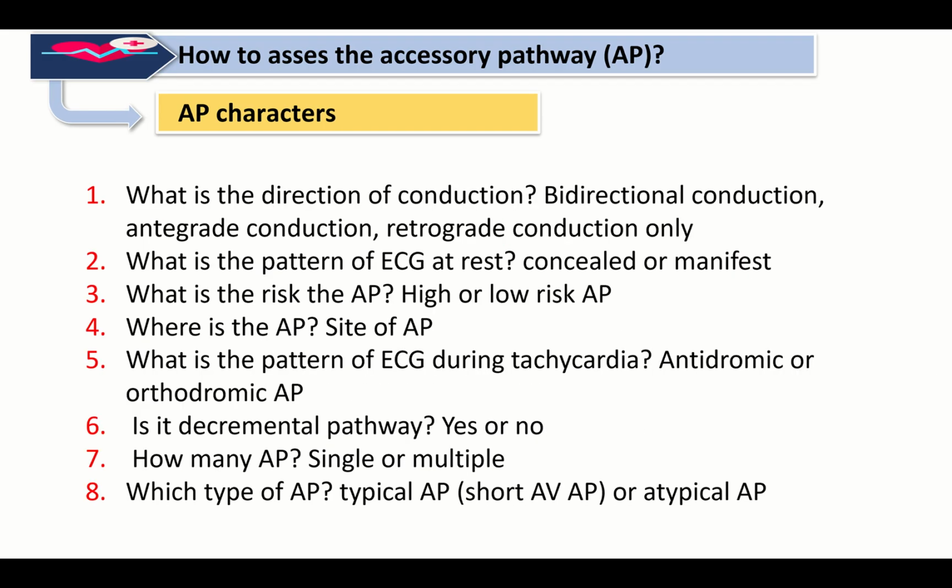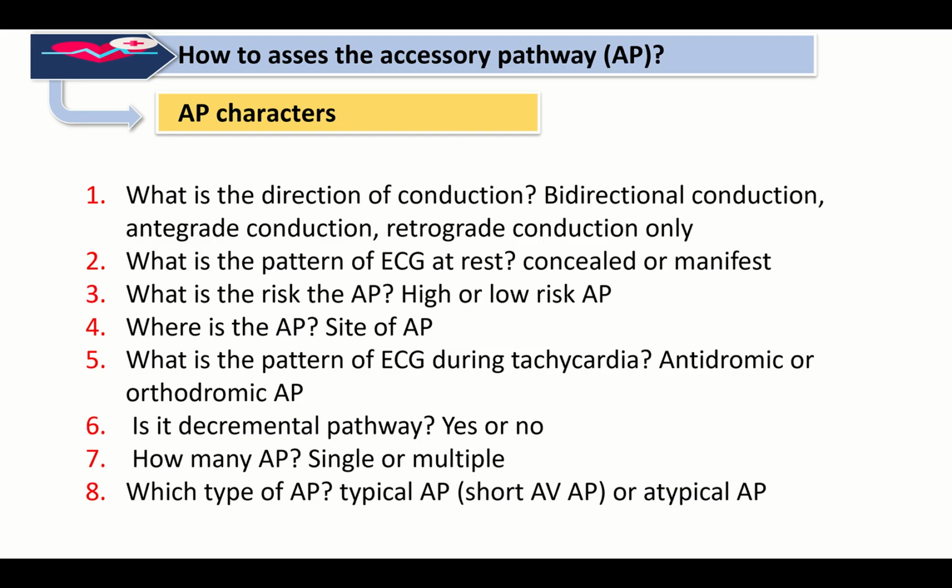So let's try to find the answer to these following questions. It's 8 VIP questions, golden rule when we assess accessory pathway. First question that you have to answer: what is the direction of conduction? Antegrade, retrograde, or bidirectional conduction? Number 2, ECG at rest. Can we see the evidence of pre-excitation or not? If concealed, no evidence of pre-excitation. Manifest, it's a clear evidence of pre-excitation.